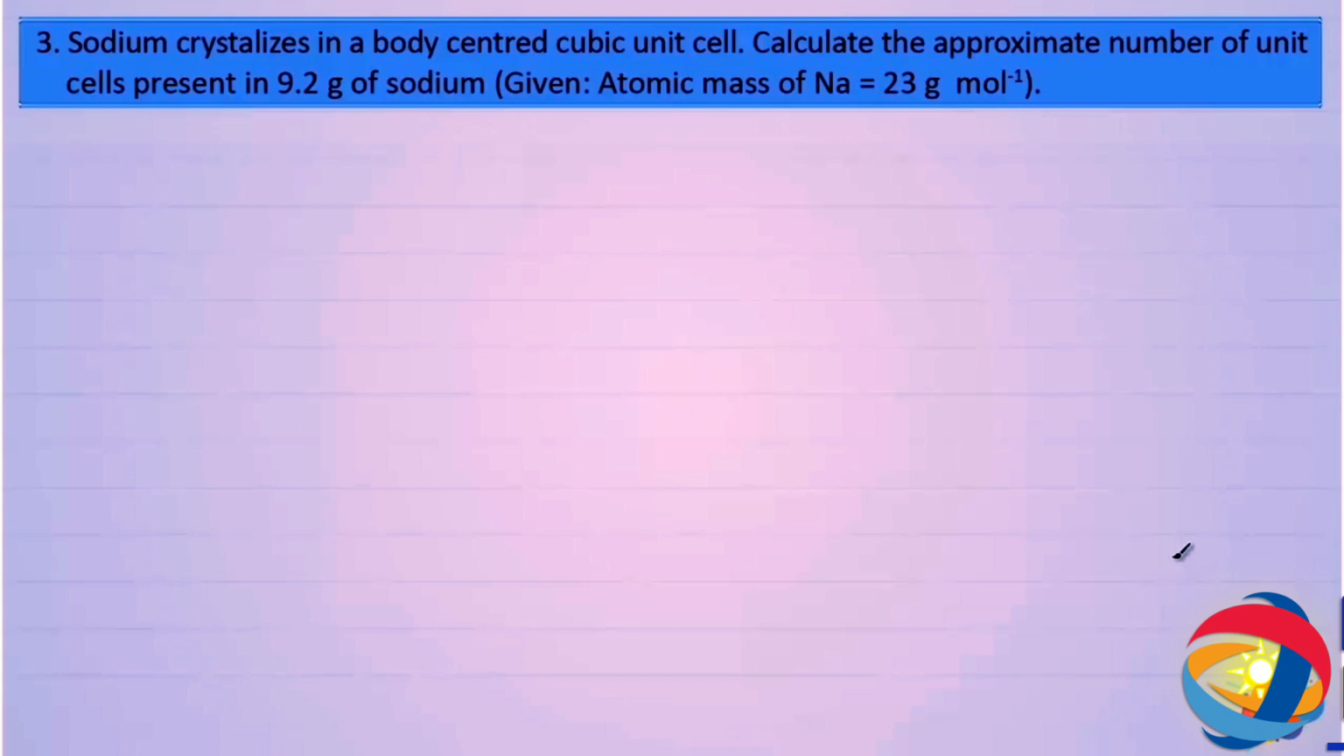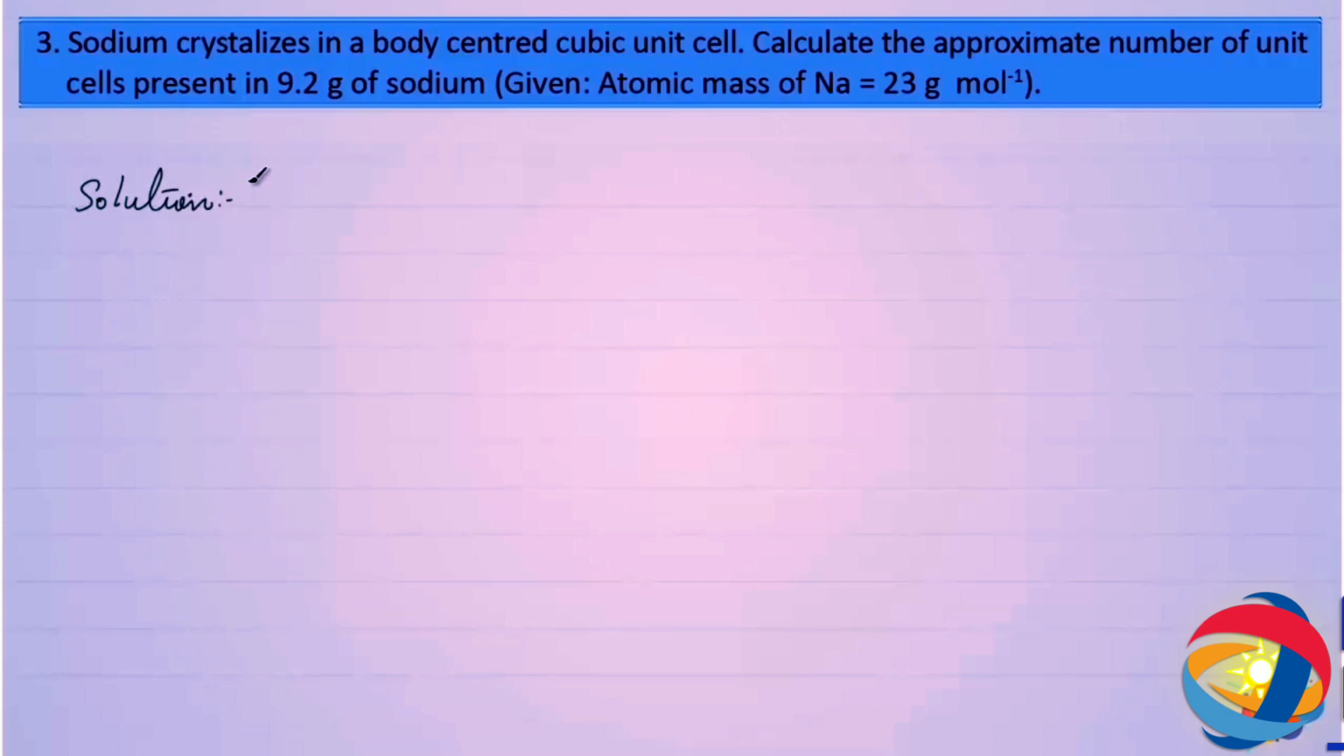The next question is, sodium crystallizes in a body-centered cubic unit cell. Calculate the approximate number of unit cells present in 9.2 gram of sodium. Given atomic mass of sodium as 23 gram per mole. Let's move on to the solution.